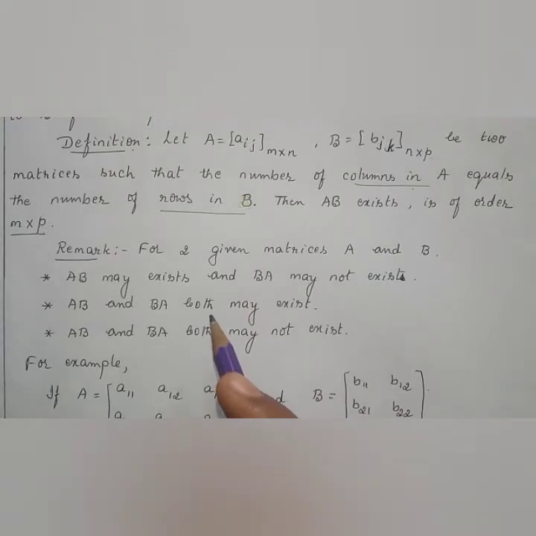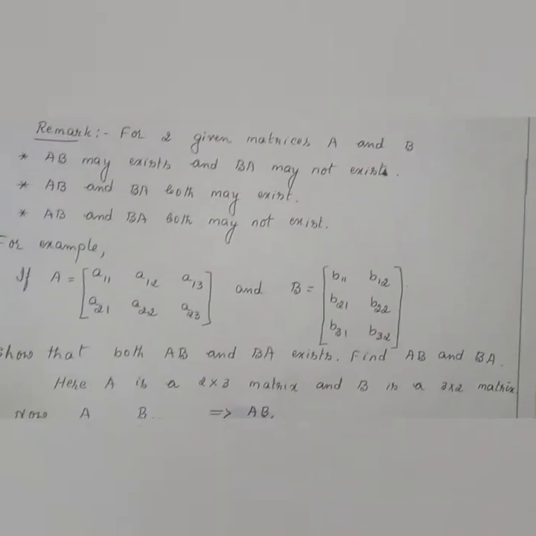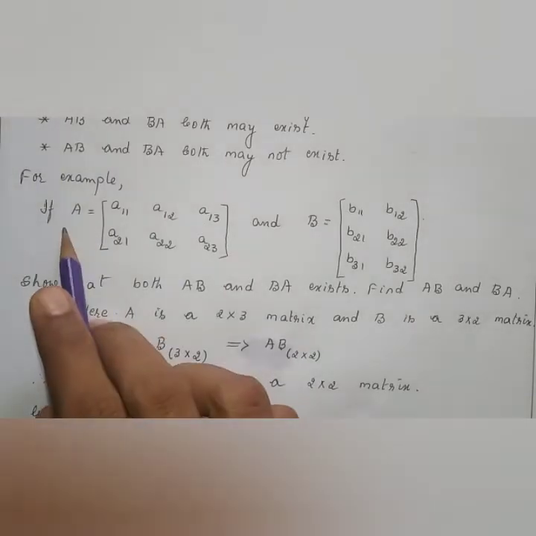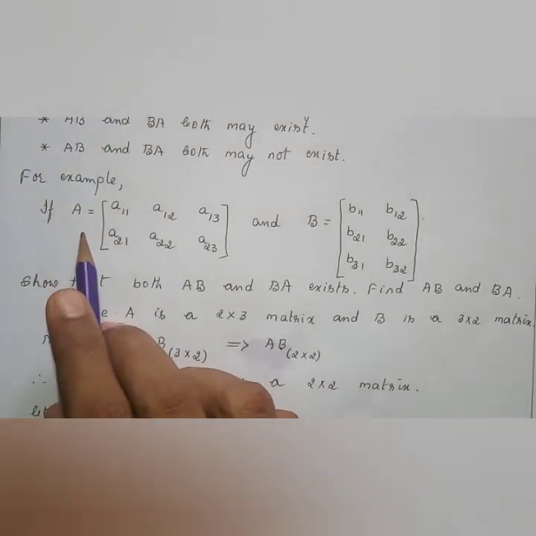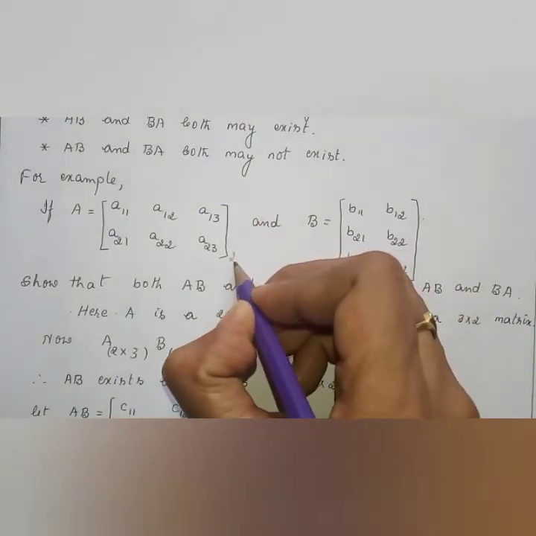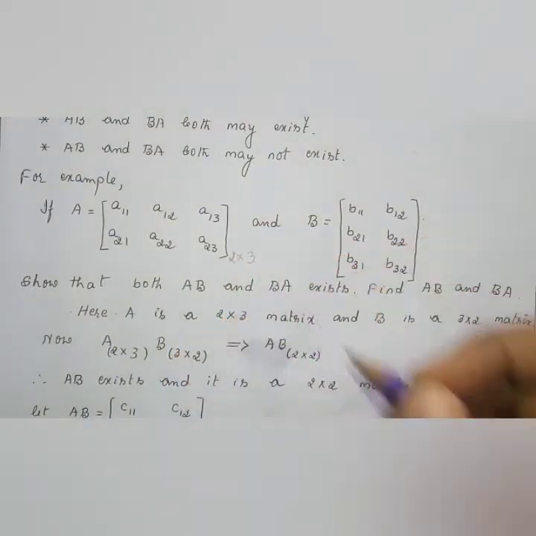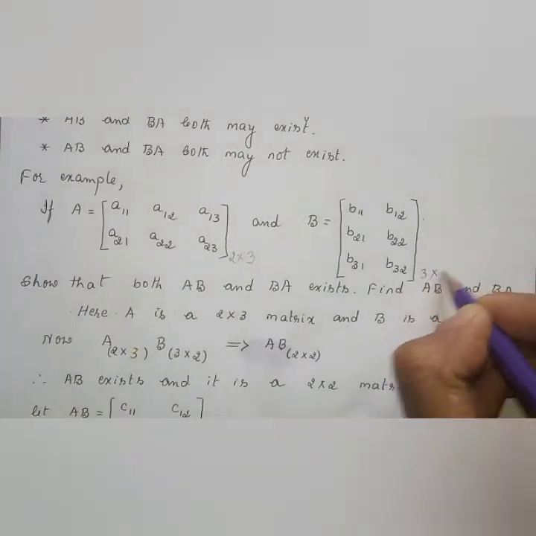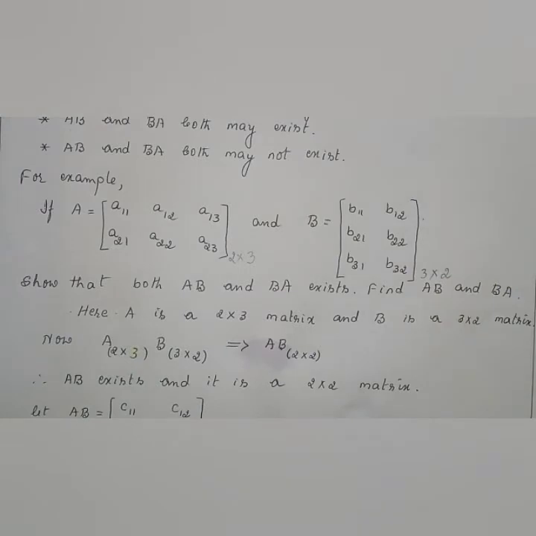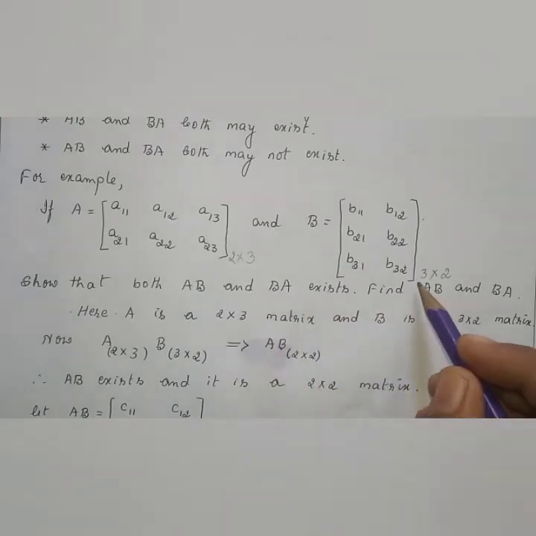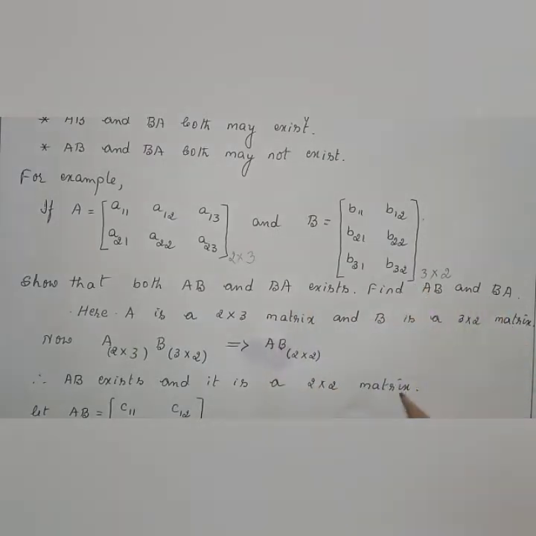Let's take one example. If A is a matrix of order 2 rows and 3 columns, and B is one more matrix with 3 rows and 2 columns, show that both AB and BA exist and find AB and BA.